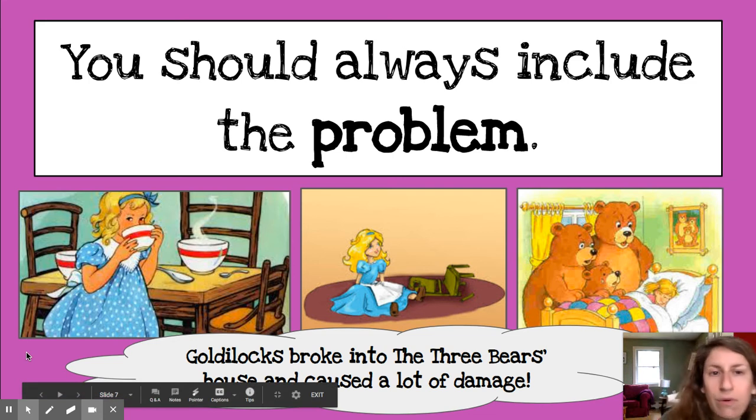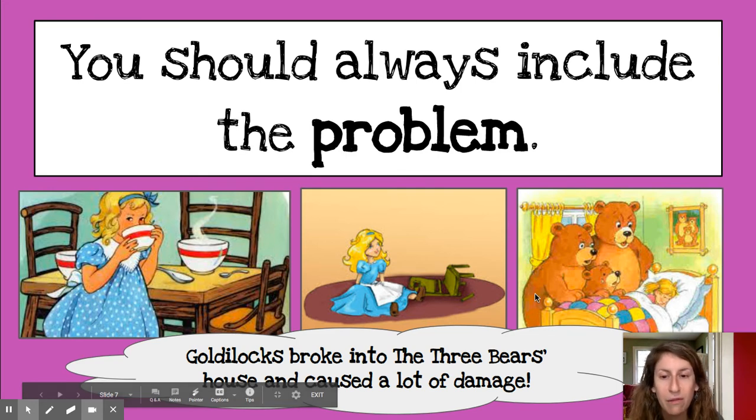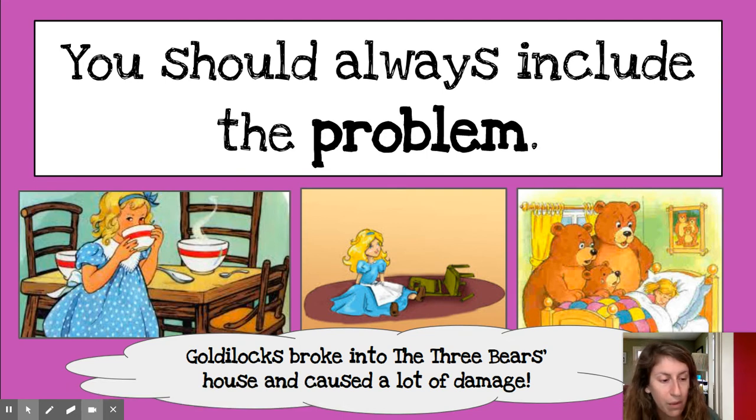When you retell a story, you should always include the problem. So I've given you some images. The major problem in Goldilocks and the Three Bears is that Goldilocks broke into their house and caused a lot of damage. That Goldilocks, she is up to no good. Okay, so far we have setting, characters, and the problem. Those are three things we will always include.